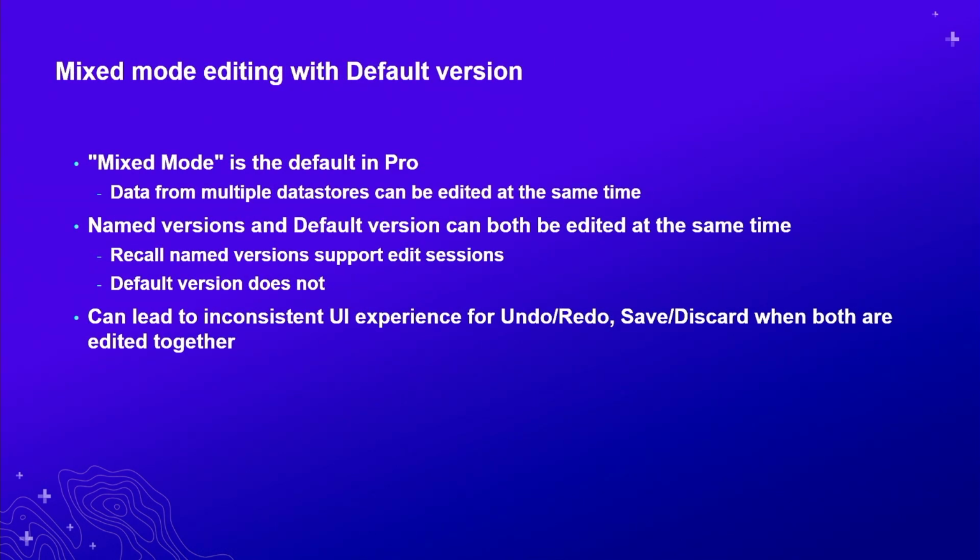Mixed mode editing is the default in Pro. When you edit in Pro and you have multiple data sources in your contents pane, you don't need to choose which data source you're editing. This is unlike ArcMap, where you could only edit one workspace at a time. So the contents pane may include data that support edit sessions and some data that do not. Data that support edit sessions will show up on the undo-redo stack. Data that does not support edit sessions will not. And this can lead to an inconsistent UI experience when you're editing both types of layers together in Pro.